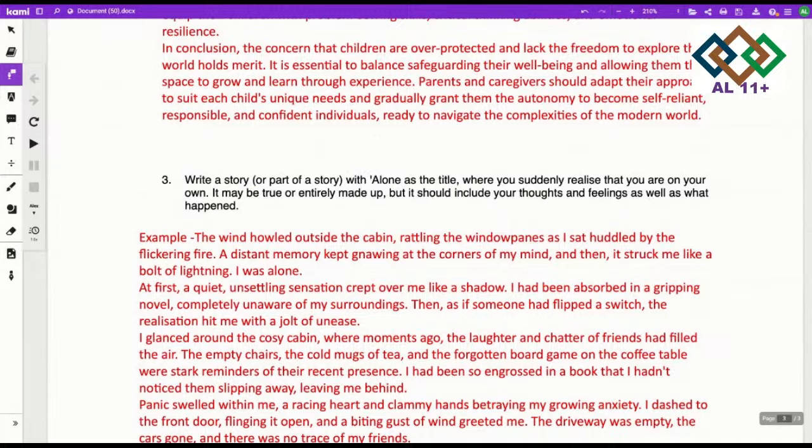So Alone is the title, so you have to think that you're alone, and then you have to write about that. Because they're telling you to write about your thoughts and feelings, you have to think about them. What thoughts come to your mind when you think that? What do you think about it? Basically, like, I'm alone. You could make up a story. So I have made an example for you all. You could see that and you could also make your own example. So let's read the example now.